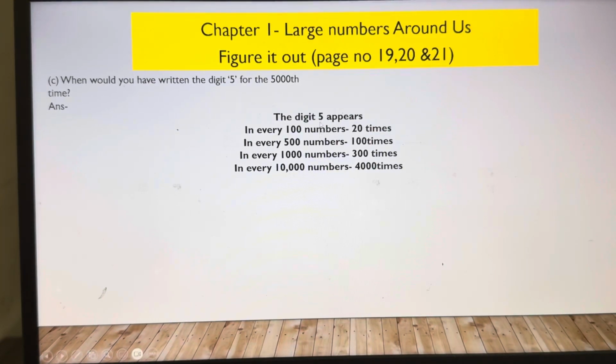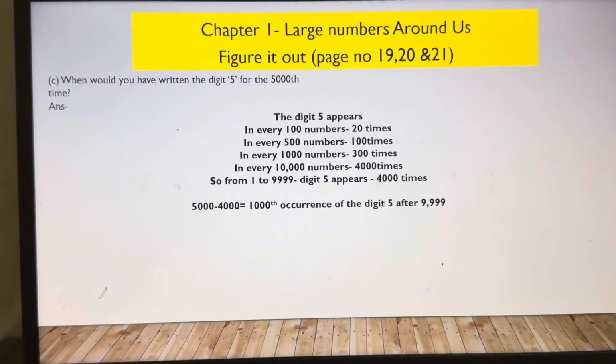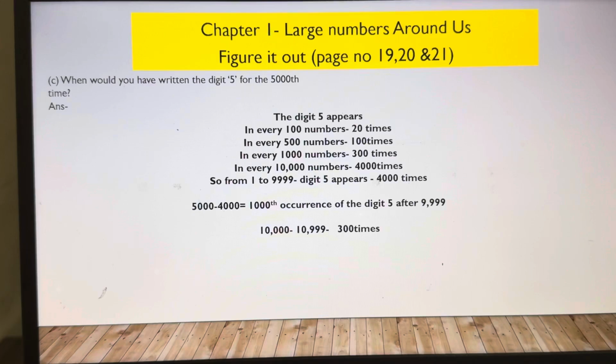Now we want 5,000. Here we have got till 4,000. So we stop here first. So till 10,000, that is 9,999, the digit 5 appears 4,000 times. Now 5,000 minus 4,000 gives you 1,000. So 1,000 occurrences of the digit are still remaining, which will be after 9,999.